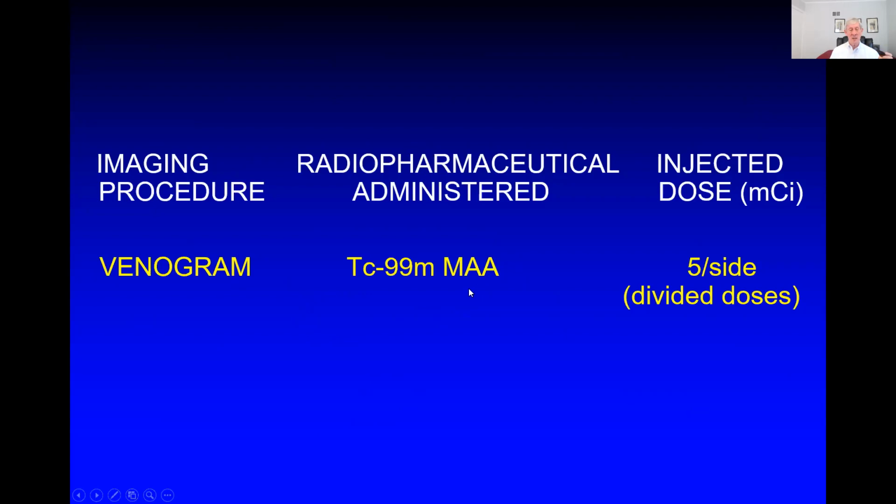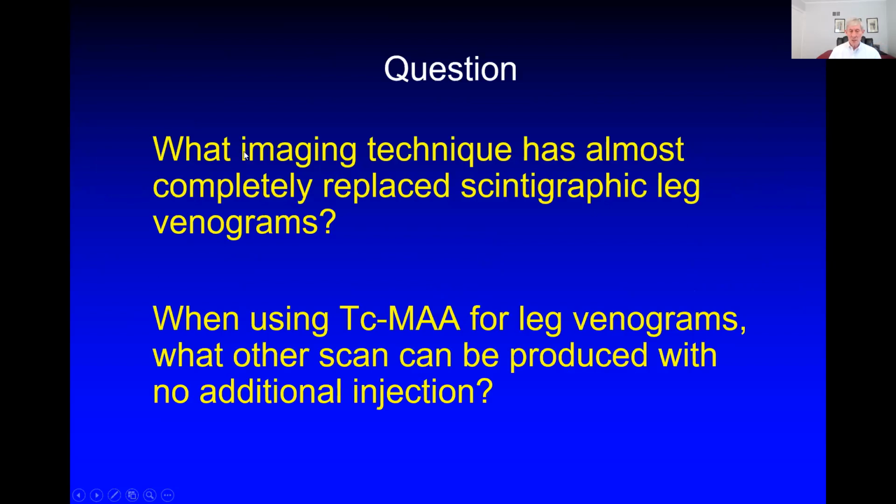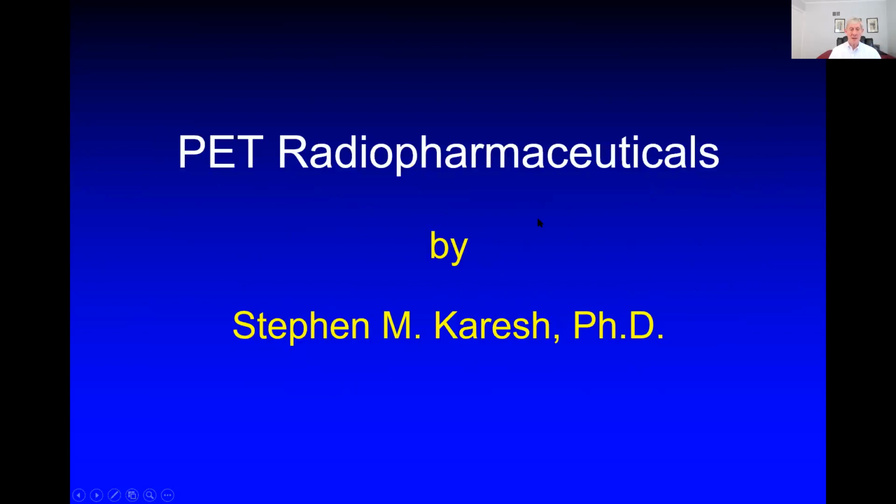We simply injected MAA into veins in both feet at the same moment and watched the flow go up the leg. And if one of them stopped here and the other one kept going, that stopping point ended up being where the blood clot was. It was very easy to find the blood clot. And also, because we put MAA in the peripheral circulation, we were also able to get a lung scan at the end if we chose to do so. But again, we don't do this anymore. The Doppler ultrasound has pretty much completely replaced that. And here, what other scan can we get with Tech MAA? That, of course, would be the lung scan.